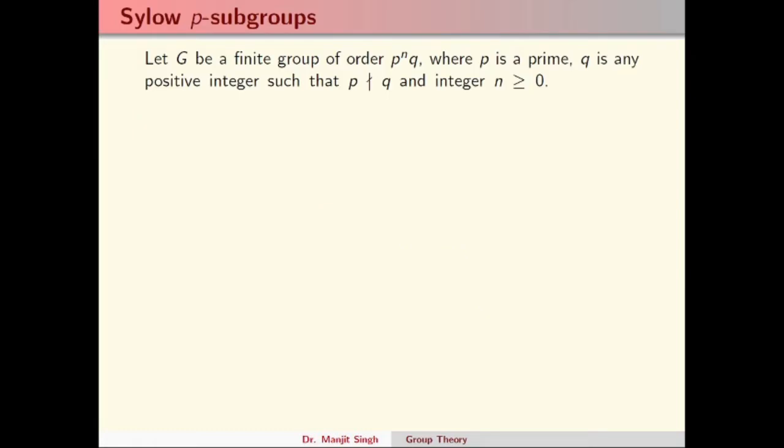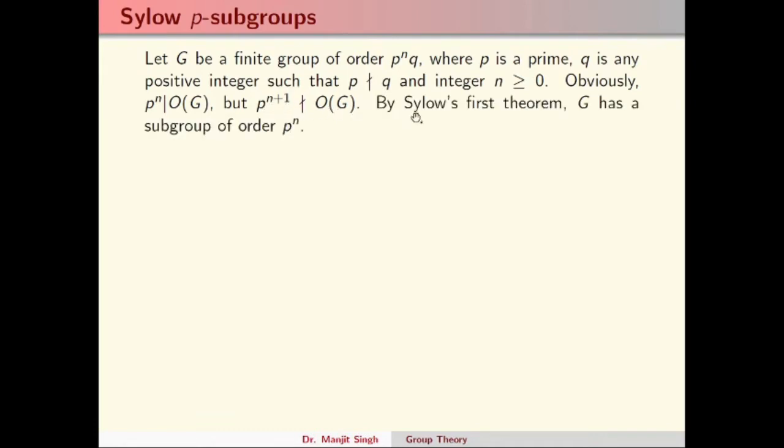Let G be a finite group of order p raised to power n q, where p is a prime, q is a positive integer such that p doesn't divide q, and integer n is non-negative. So it is easy to see that p raised to power n divides the order of G, but p raised to power n plus 1 doesn't divide the order of G, because if it did, then p would divide q. By Sylow first theorem, as we have studied in our first video on Sylow theorem, G has a subgroup of order p raised to power n.